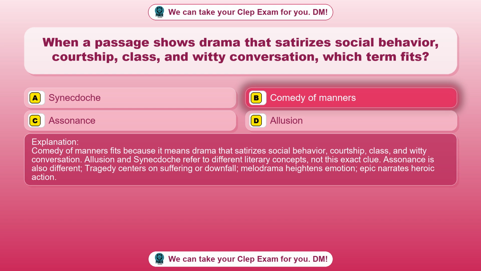Comedy of manners fits because it means drama that satirizes social behavior, courtship, class, and witty conversation. Allusion and synecdoche refer to different literary concepts, not this exact clue. Assonance is also different, tragedy centers on suffering or downfall, melodrama heightens emotion, epic narrates heroic action.